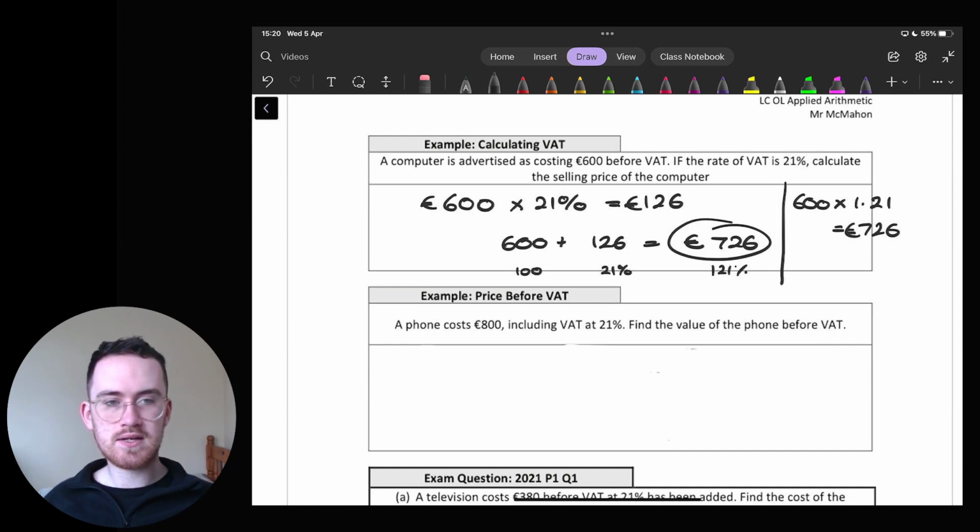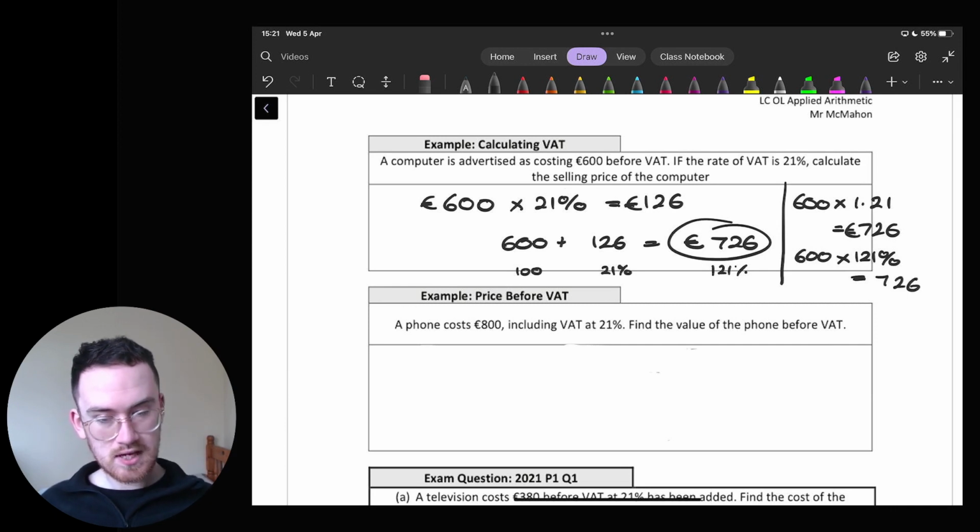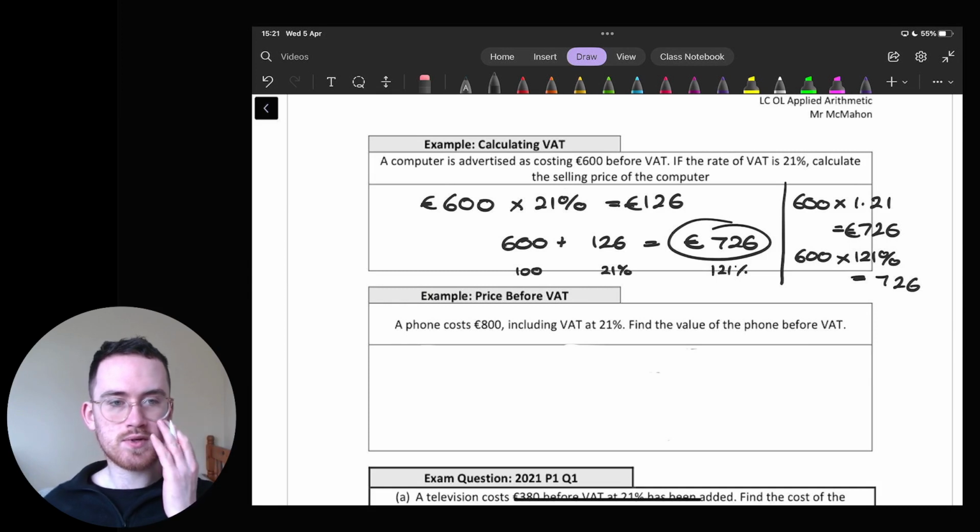If I want to find immediately what my selling price is, well, it's 121%. Similarly, you could do 600 by 121%, because that's what I'm going to get at the end. I could use my percentage button and do the same idea, and I still get the same answer, 726. But we'll stick with what's on the left-hand side there, because that's what we're comfortable with, I suppose.